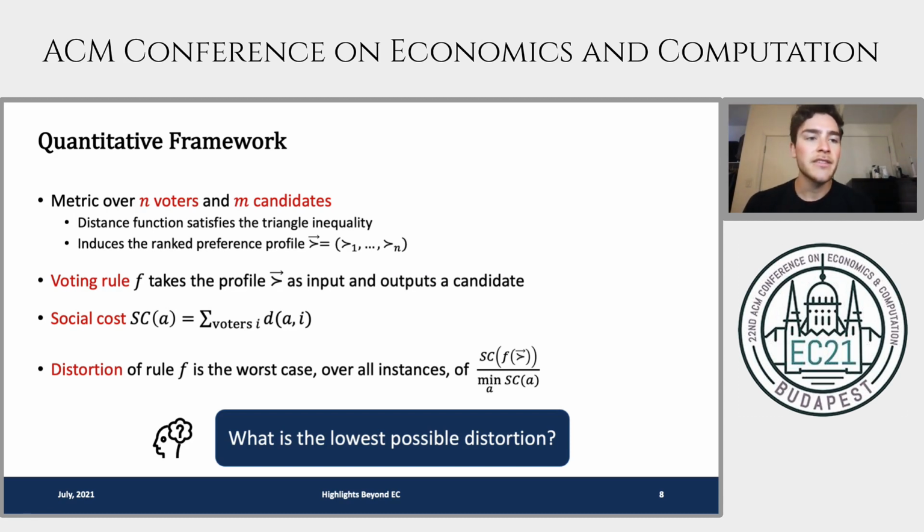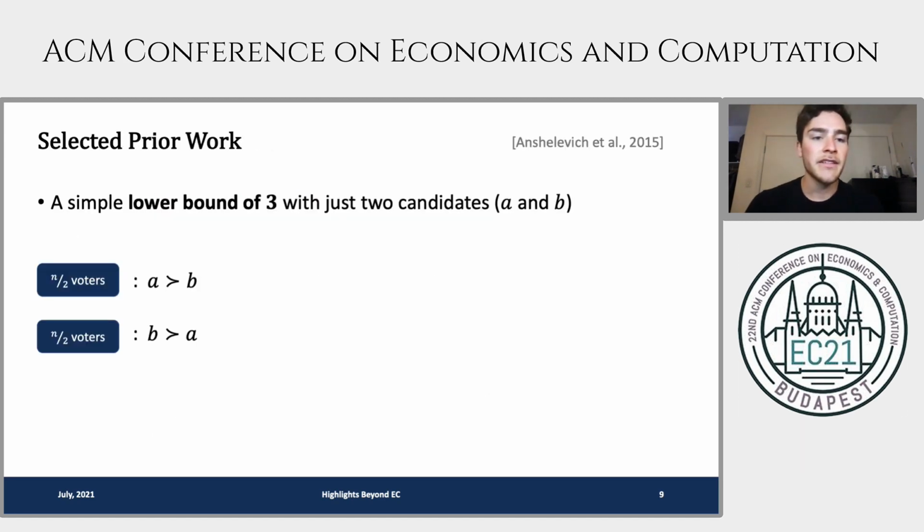And just to give you an idea of how this works, I'll actually start with a very simple lower bound that was introduced in the very first paper on this subject. That shows you this really is not trivial. We're not going to be able to perfectly choose the best candidate all the time. So there's a simple lower bound of 3 on the distortion of any voting rule, and it just uses 2 candidates. So how does this work?